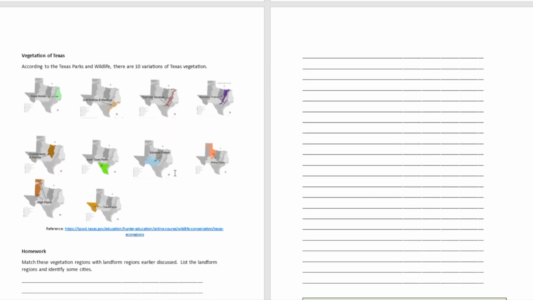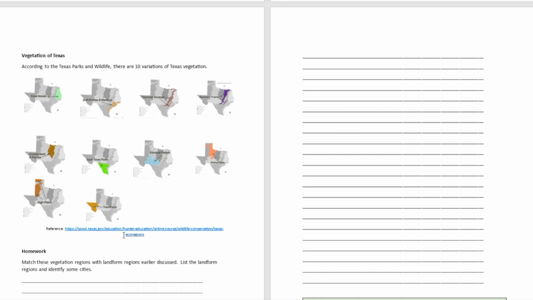Vegetation around Texas, according to the Texas Parks and Wildlife, there are 10 variations of Texas vegetation, right from piney wood to Gulf prairie marshes to post-oak savanna and blackland prairie and cross timbers, South Texas plains and Edwards Plateau and the rolling plains and the high plains and the Trans-Pecos.